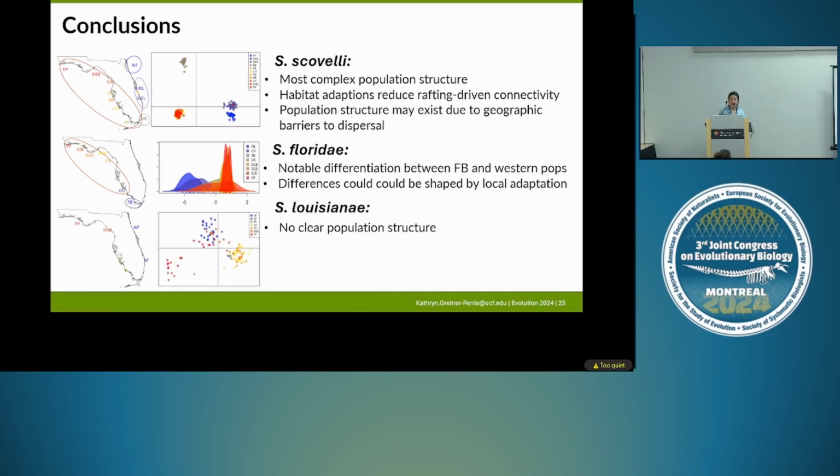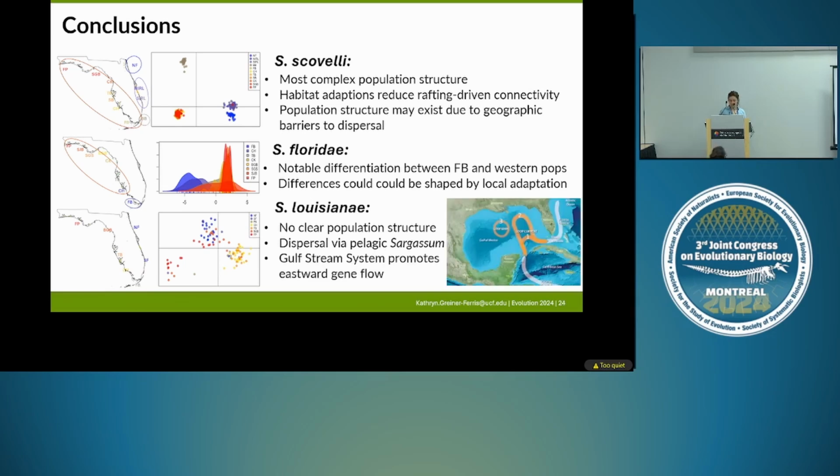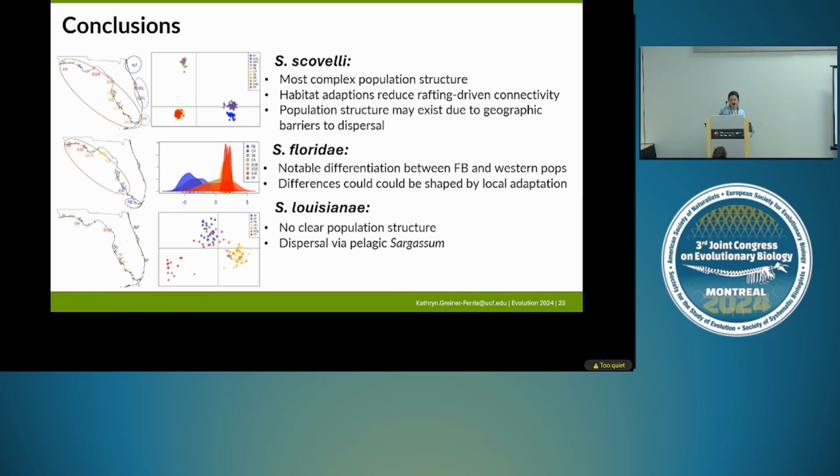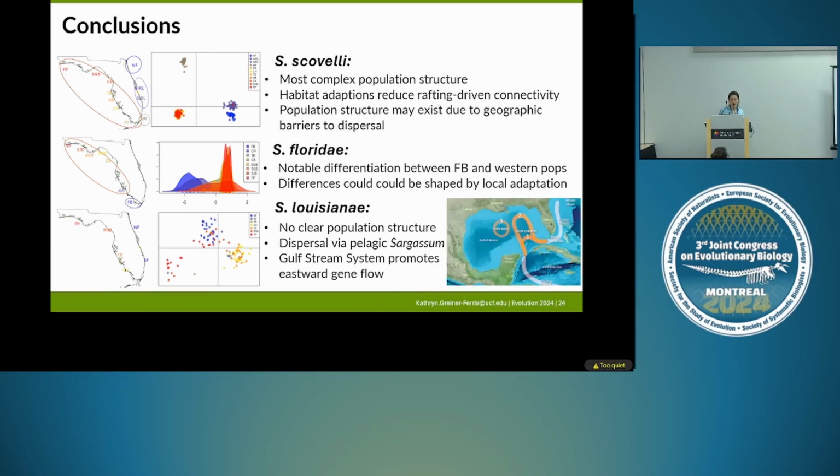And then finally, Louisiana did not exhibit clear population structure and instead revealed admixture between coasts. So remember that this species is one of the most abundant fish species found living within pelagic sargassum mats. I gave away the ending. These mats could serve as a mechanism for long distance dispersal, which would allow this typically low mobility species to achieve long distance transport via the Gulf Stream and would promote an overall eastward gene flow, explaining the population structure that we saw.